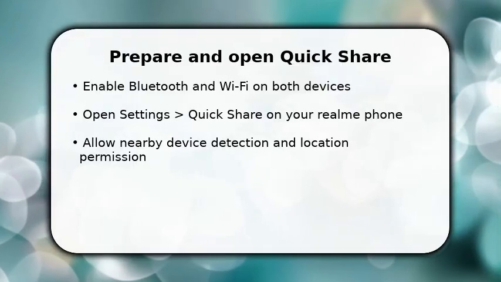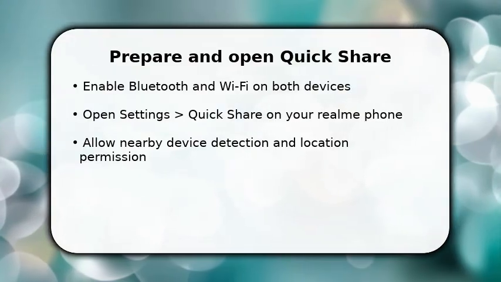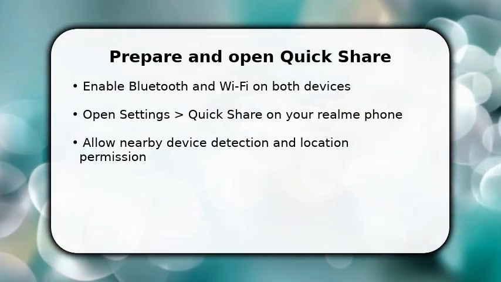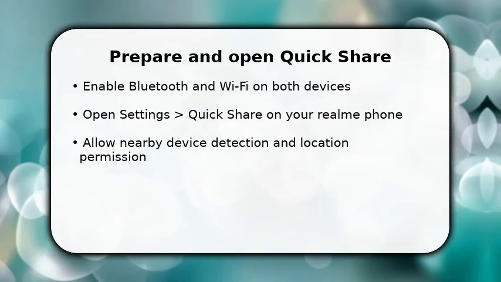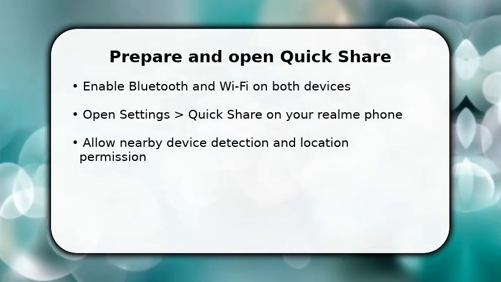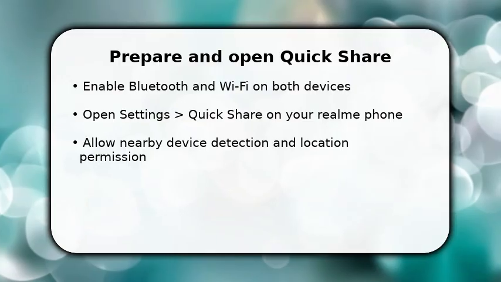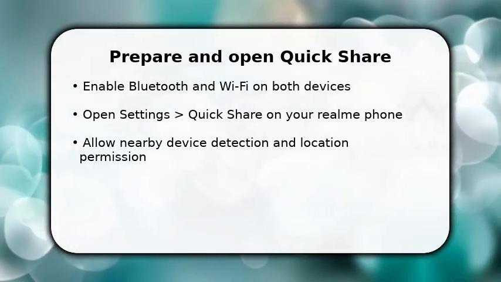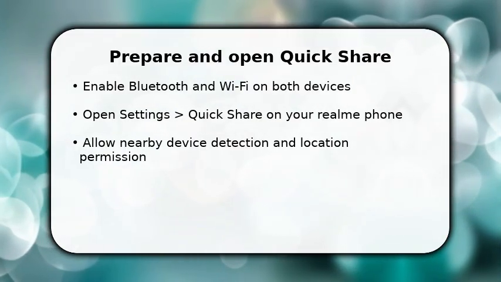You start by turning on Bluetooth and Wi-Fi. Quick Share uses both to establish a fast link. Open Settings and tap Quick Share, then enable detection so your phone becomes discoverable. Make sure location permission is granted because Android requires it for nearby sharing.